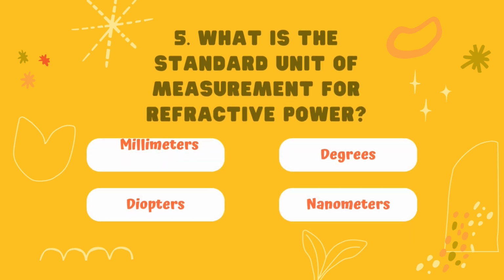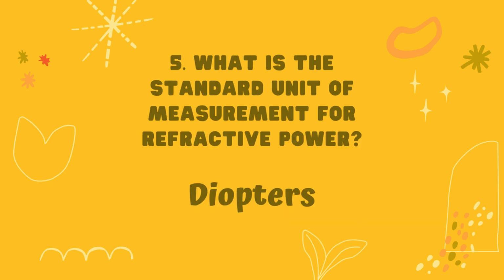Question 5. What is the standard unit of measurement for refractive power? Is it A. Millimeters, B. Diopters, C. Degrees, or D. Nanometers? The correct answer is B. Diopters.